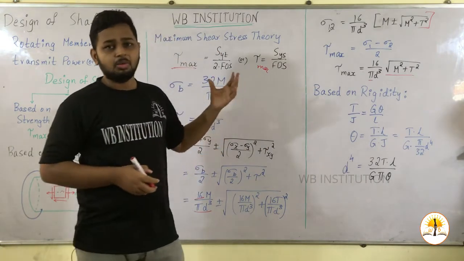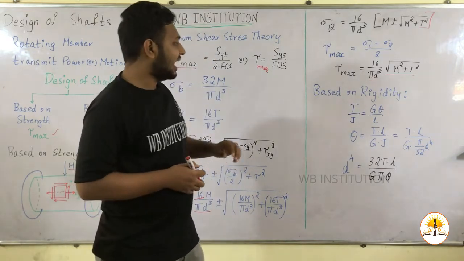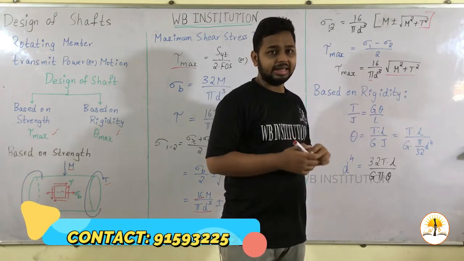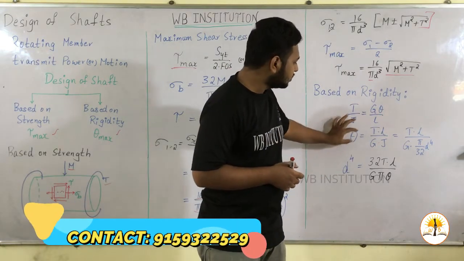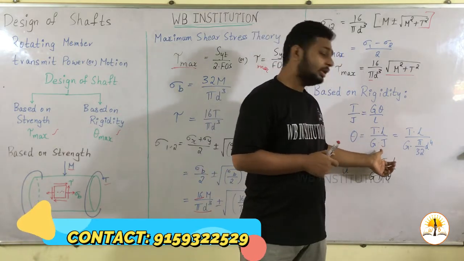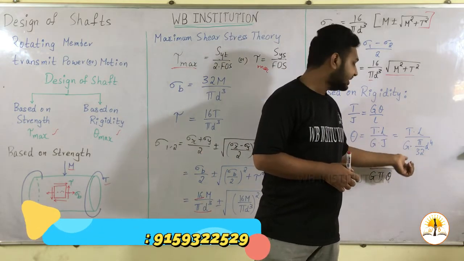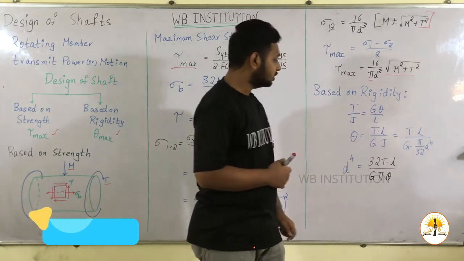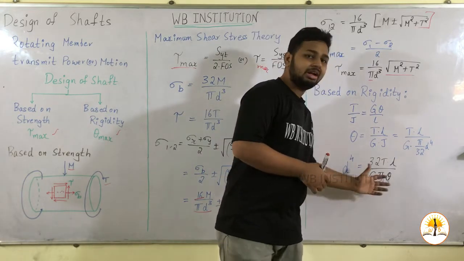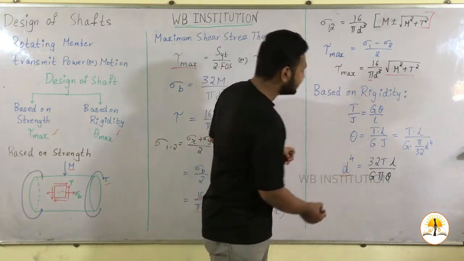Now this is entirely based on strength. Now on the basis of rigidity, we calculate by using the torque equation, that is T by J equal to G theta by L. So that is given by theta equal to T into L divided by G into J. Here J we know the value, that is pi by 32 d power 4. So that is T into L divided by G pi divided by 32 d power 4. From this equation we take d power 4 equal to 32 T into L divided by G pi theta. So this is the safe value for the diameter based on rigidity.